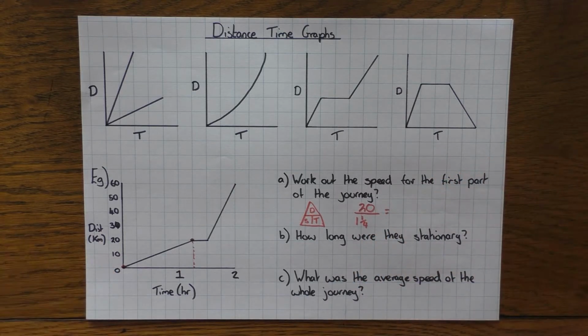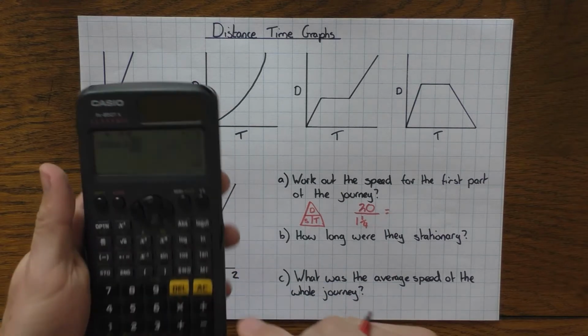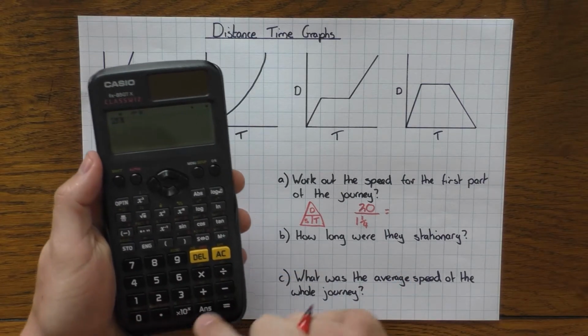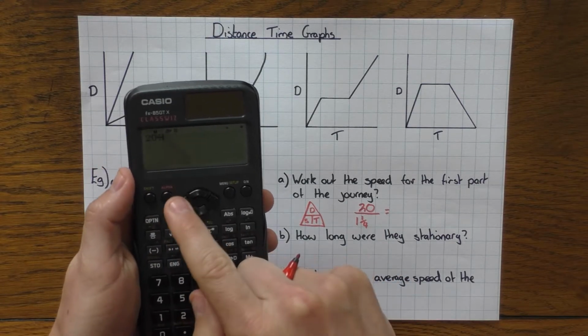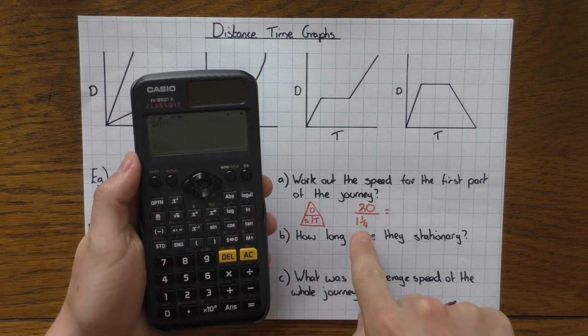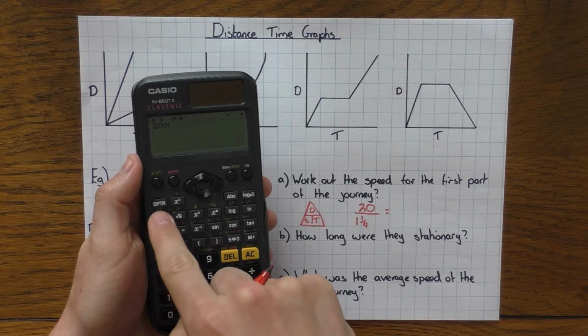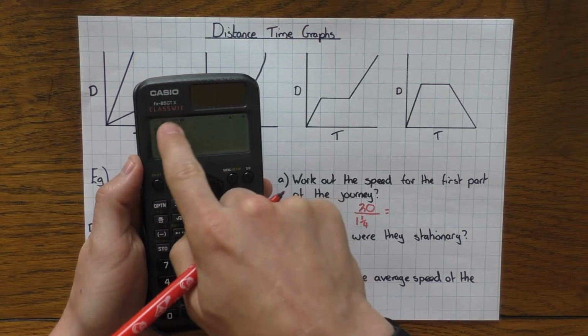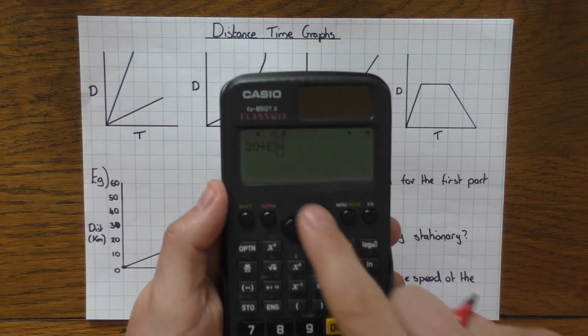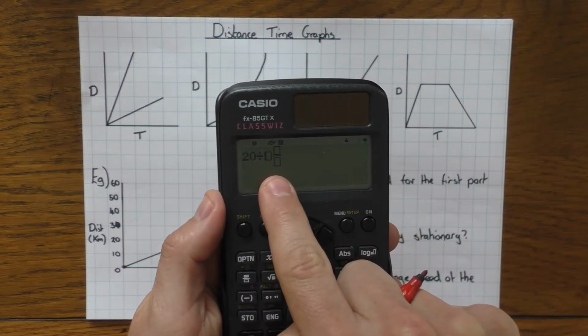Okay, so I need to do 20 divided by 1¼ or 1.25. So let's get the old calculator out. I'm just going to show you this again just in case you weren't aware of it. If you're using a mixed fraction, we press Shift and press the fraction button so we get the mixed fraction. I'll just come a bit closer. We get the mixed fraction option here.